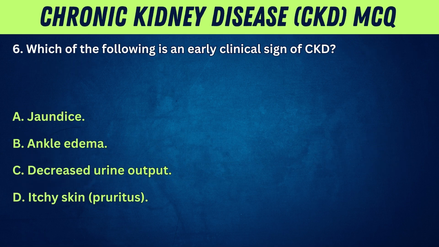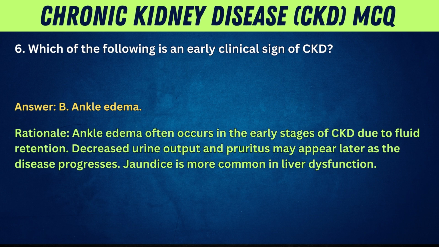6. Which of the following is an early clinical sign of CKD? A. Jaundice. B. Ankle edema. C. Decreased urine output. D. Itchy skin, pruritus. Answer: B. Ankle edema. Rationale: ankle edema often occurs in the early stages of CKD due to fluid retention. Decreased urine output and pruritus may appear later as the disease progresses. Jaundice is more common in liver dysfunction.